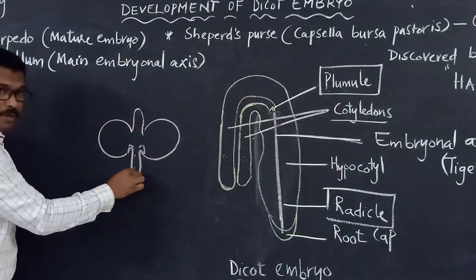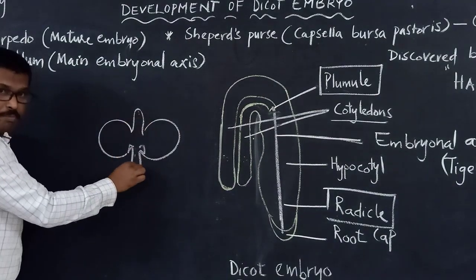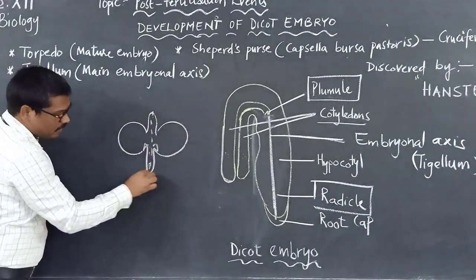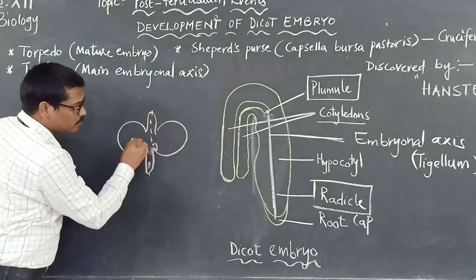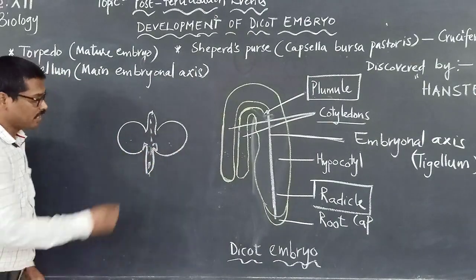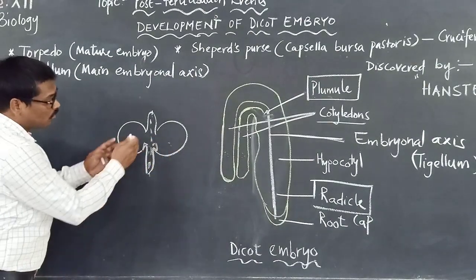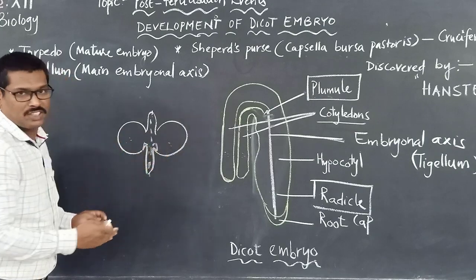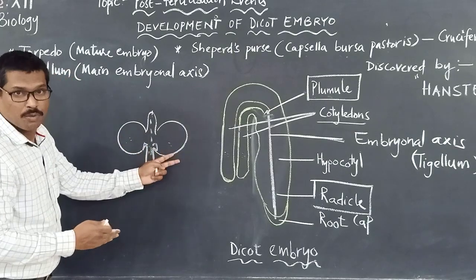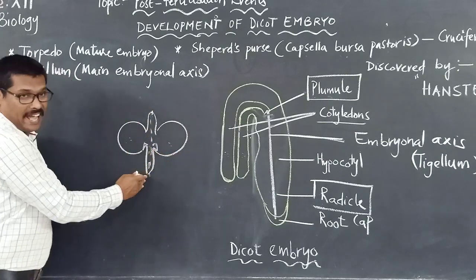Let us say that this is the embryonal axis. Okay, this is the embryonal axis. And what are these? We are saying them as cotyledons. Okay, these two are the cotyledons. So cotyledons are present on lateral position of the embryonal axis.